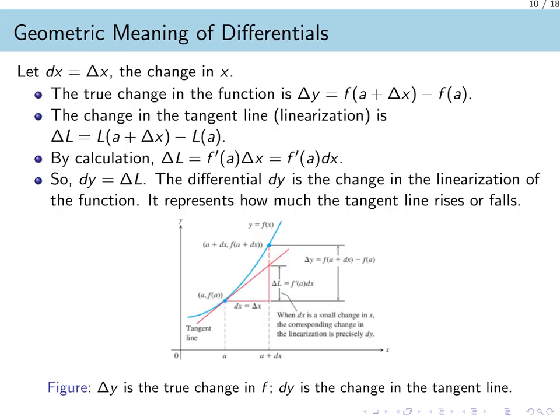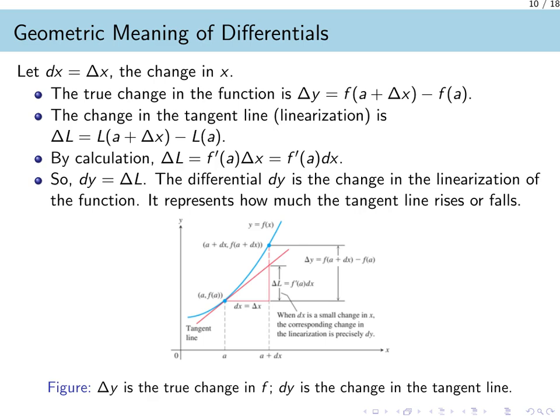Now I want to connect the differential dy to a clear geometric picture, which shows why it is so useful for approximations. When our input x changes by a small amount, which we call dx, the function itself changes by an amount called delta y. Looking at the figure, you can see this is the true vertical change along the curve. However, if we follow the tangent line for that same horizontal step dx, the vertical change along that straight line is what we call delta L.